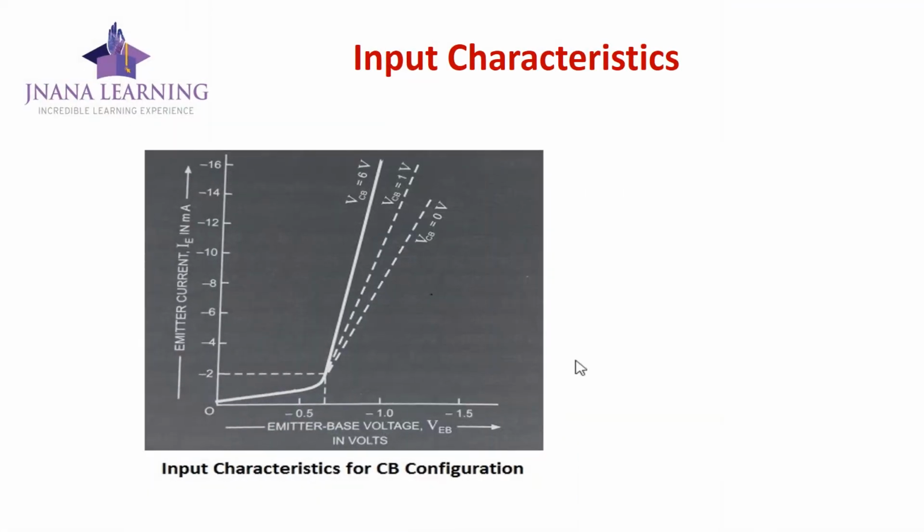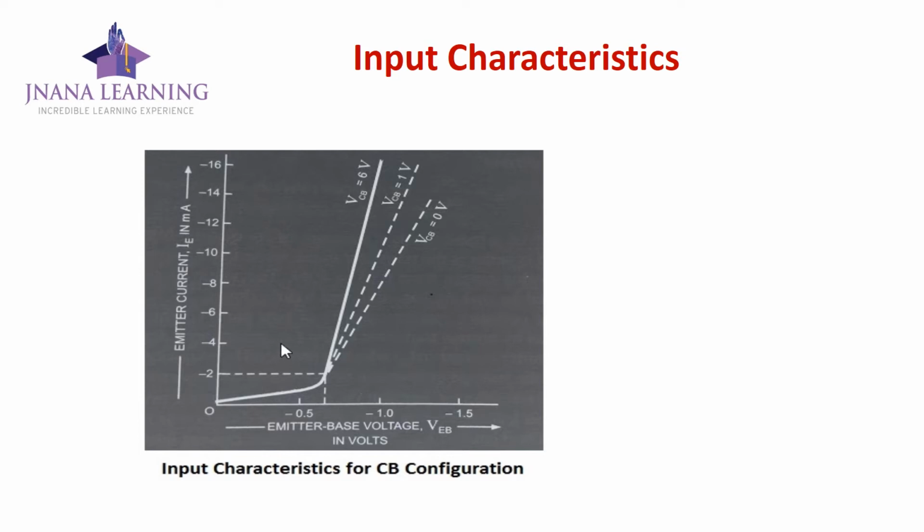Here are the input characteristics for common base configuration. The input characteristic curve is drawn between the emitter base voltage VEB and emitter current IE, keeping the collector base voltage constant, or for a given value of collector base voltage. Here is shown the emitter base voltage in volts, the emitter current in milliamperes, and the curves for various values of collector base voltage.